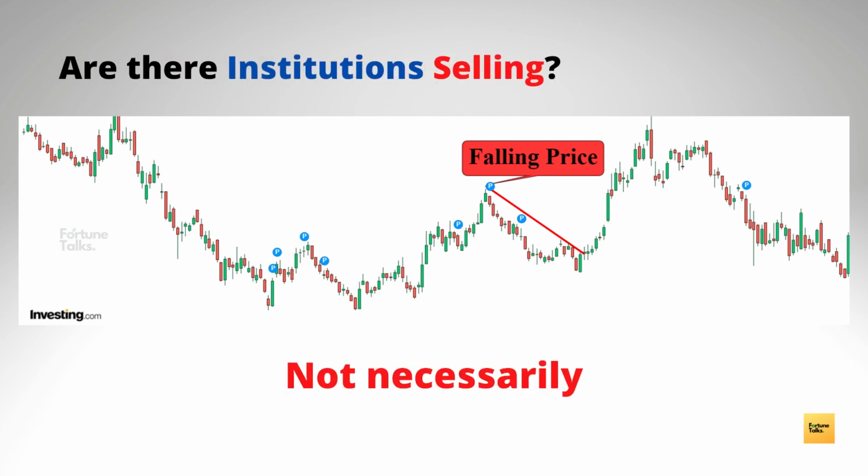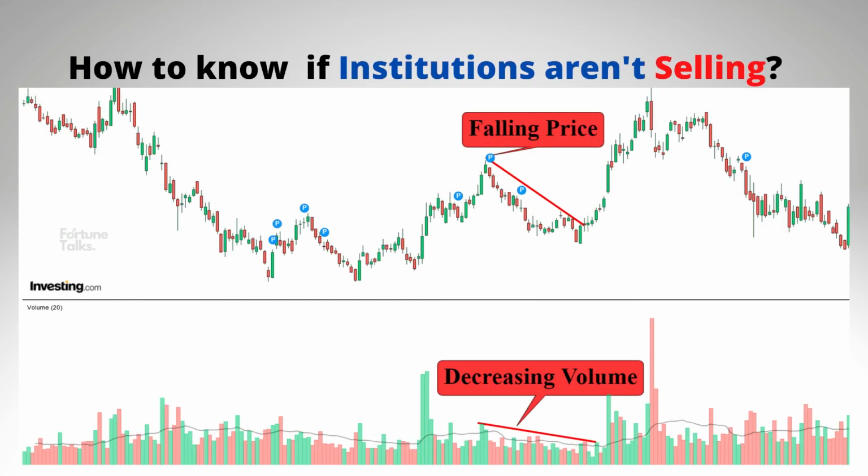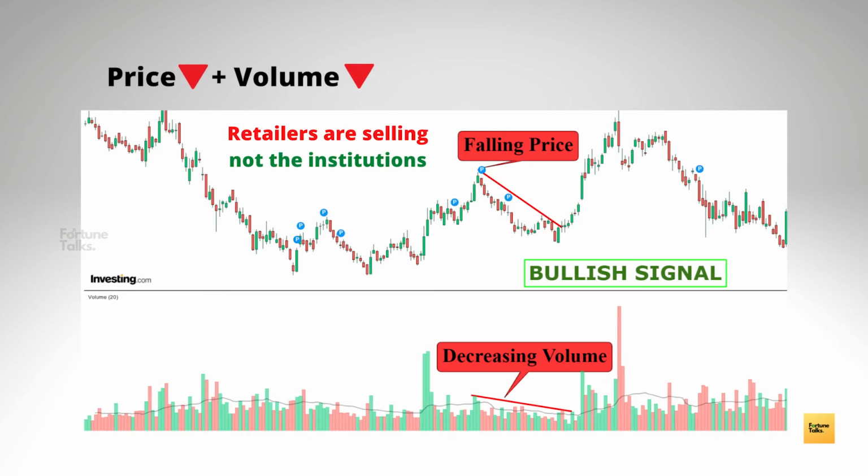Question number 2. Are there institutional sellers associated with this price decrease? Simple answer, we can't be sure about it. Now the most critical question, how do you know that there was no meaningful sell orders by the institutional investors? Straightforward answer, if they were selling, then the volume would have increased. But in this case, the volume decreased. And what does a price decrease and a decrease in volume indicate? It means that the retail participation is the reason for the decrease in prices and not really the influential selling.